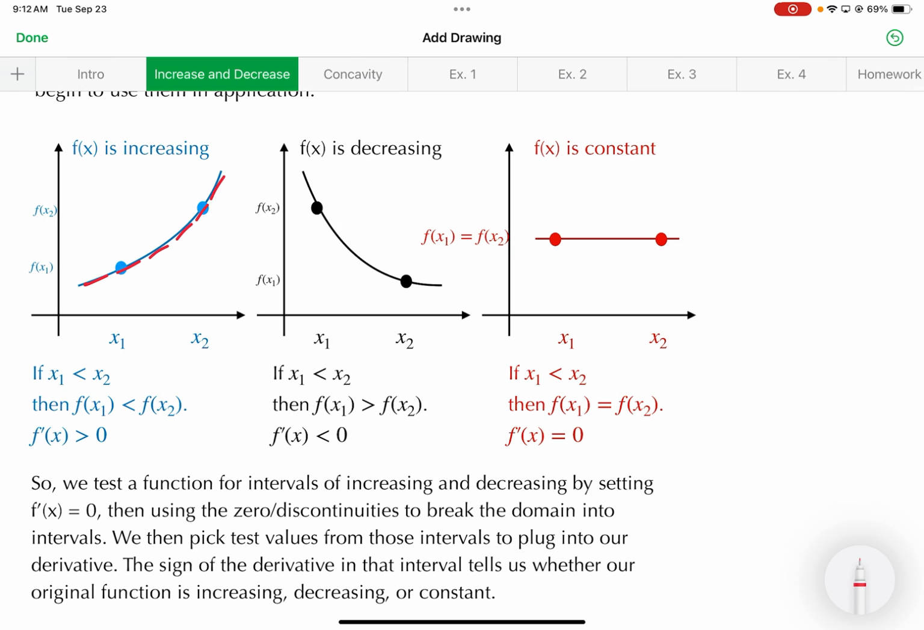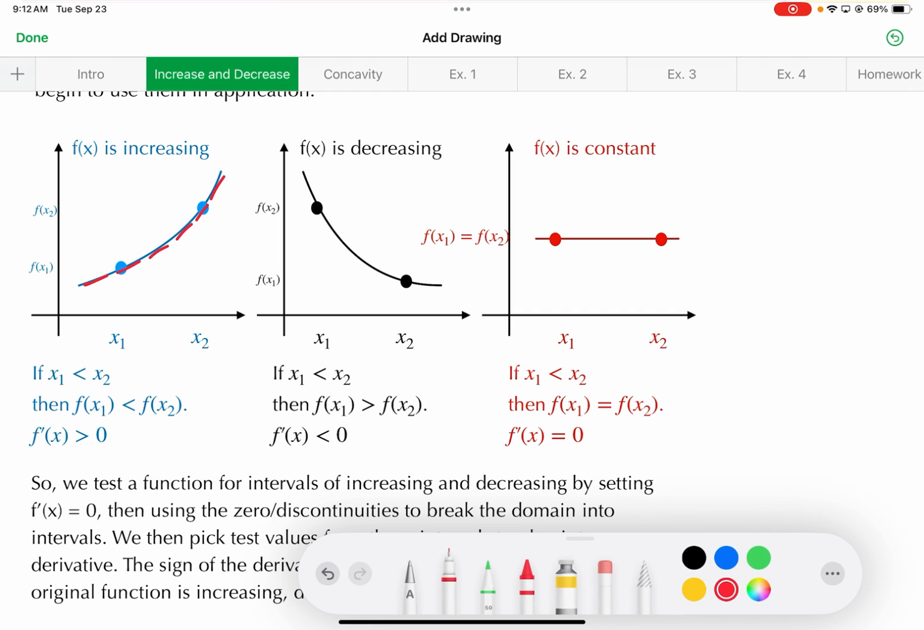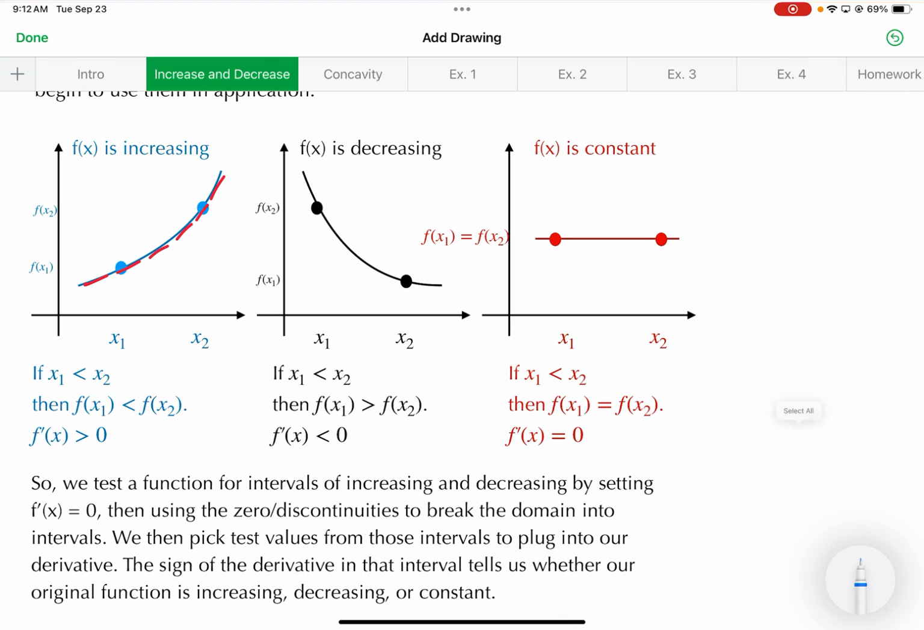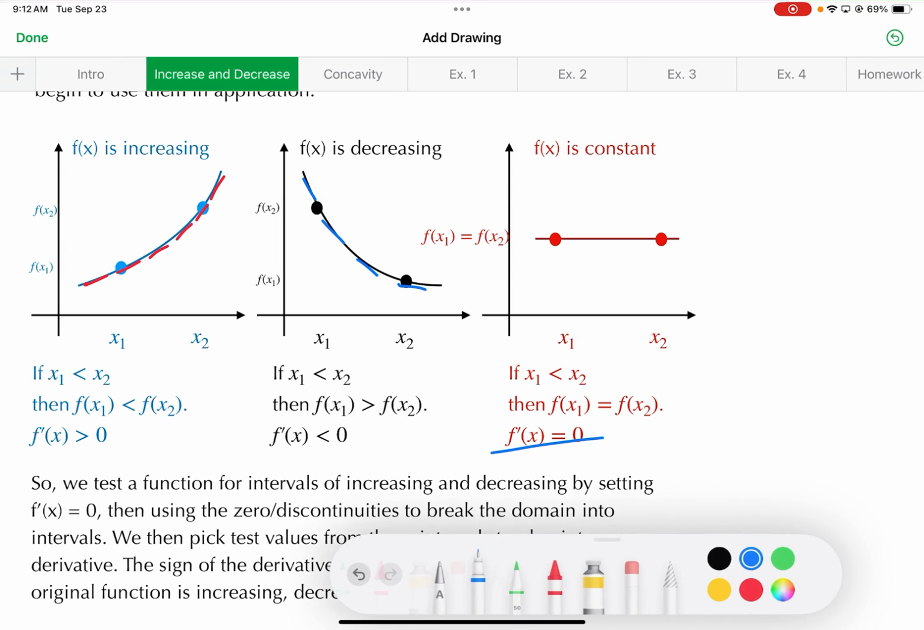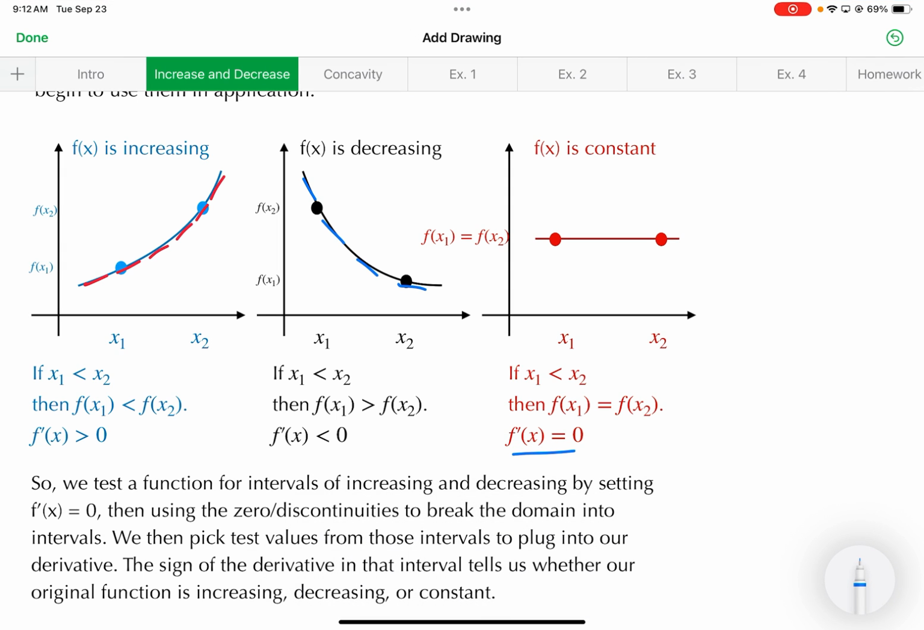Okay, and then for our middle graph, we can see it's decreasing, it's going down. If we sketch our tangent lines in there, we would find that all of our tangent lines are negative, right? So if x1 is less than x2, then f of x1 is actually greater than f of x2, because your outputs are going down. And then the value of your first derivative is negative. And then, like you guys told me, if your function is constant, then your derivative is equal to 0 over that entire domain. So f of x1 would equal f of x2.